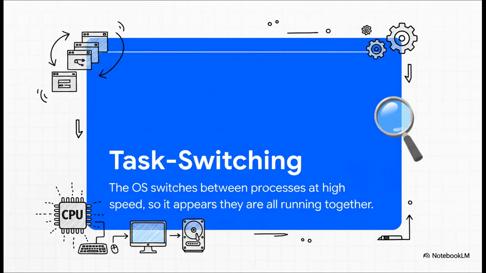So how can a computer with, say, 8 processing cores run hundreds of things at once? Well, the trick is something called task switching. The OS is constantly and rapidly switching between all these different tasks, giving each one a tiny, tiny slice of the CPU's attention. This happens so fast, we're talking thousands of times a second, that for us it creates this perfect illusion that everything is happening at the exact same time.